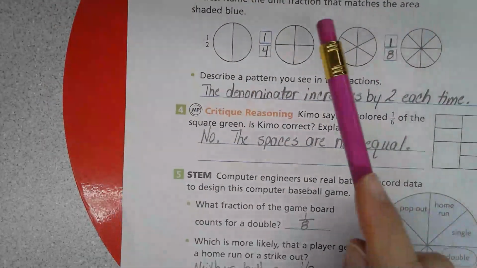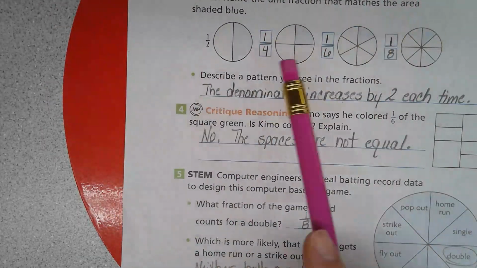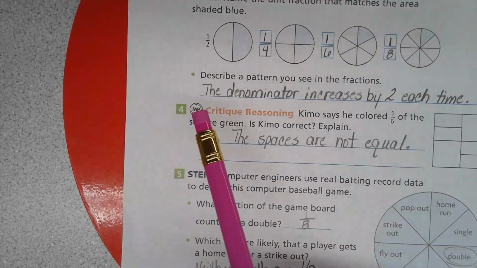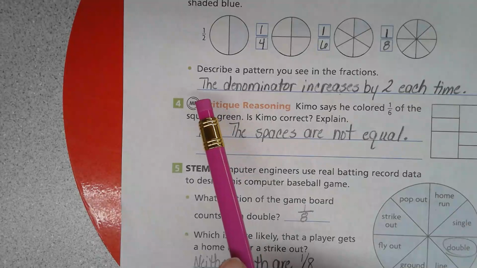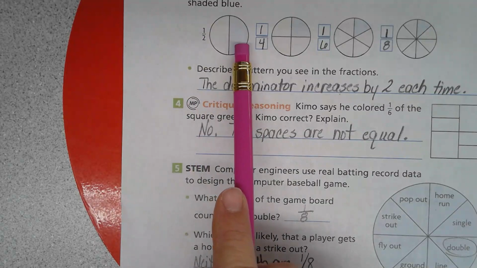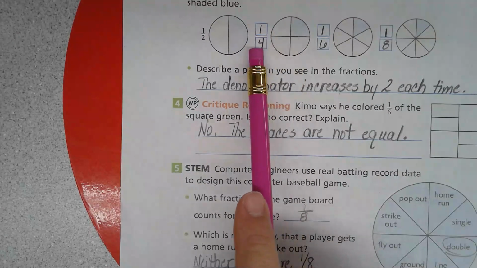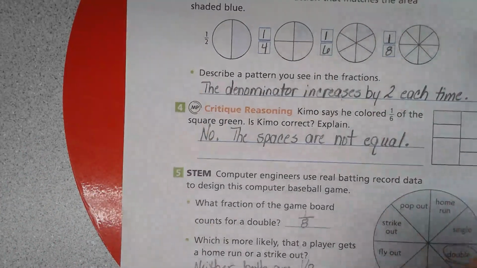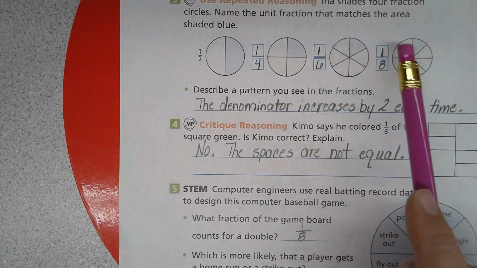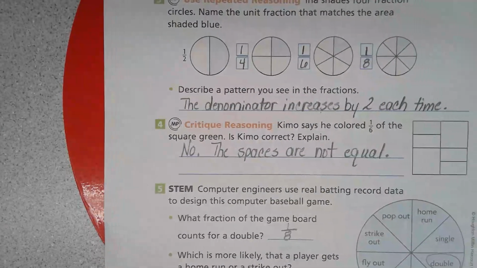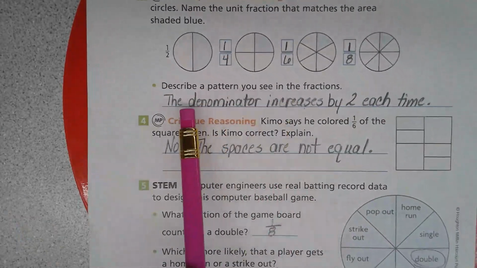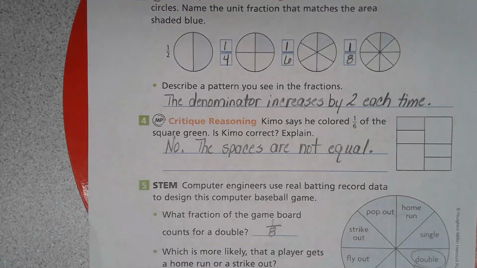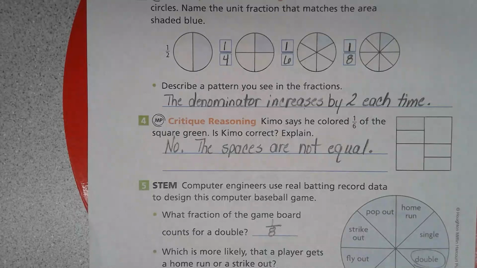Here we have a pattern going on. They are shading 4 fraction circles. Name the unit fraction that matches the shaded part that is blue. So this is 1/2. This is 1 out of 4, so it's 1/4. This is 1 out of 6, so that's 1/6. And this is 1 out of 8, which is 1/8. What's the pattern? Well, the denominator increases by 2 each time. Now, you don't have to have those exact same words, but you should have something very similar.